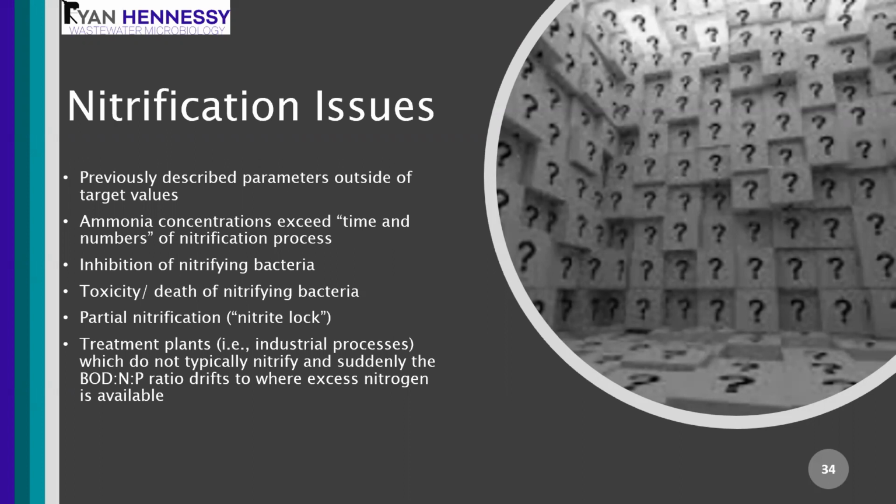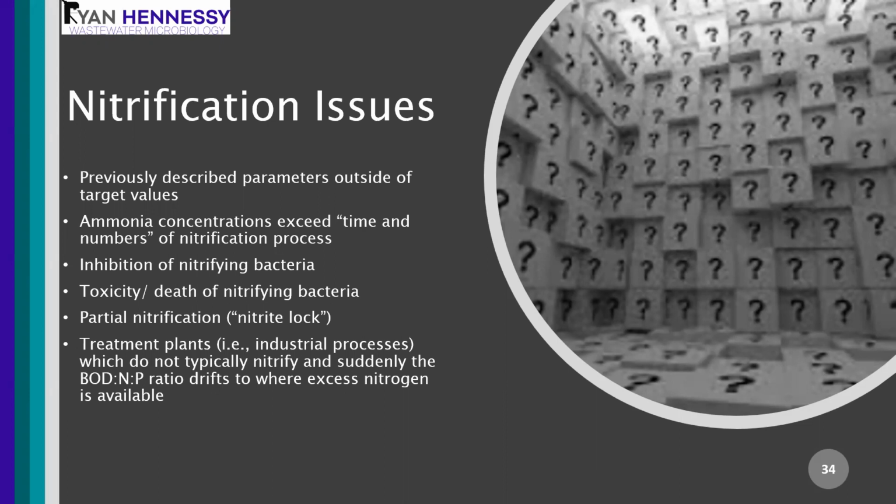So nitrification issues can happen when the conditions in the plant are outside our target values. So the temperature gets too cold, or the SRT value is not right, the alkalinity, the pH, those are all going to play a significant role. If ammonia concentrations exceed time and numbers, then you're going to have excess ammonia.